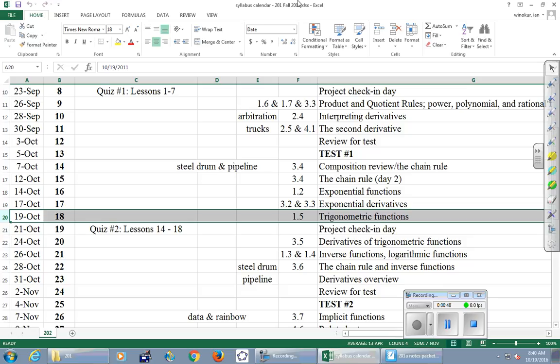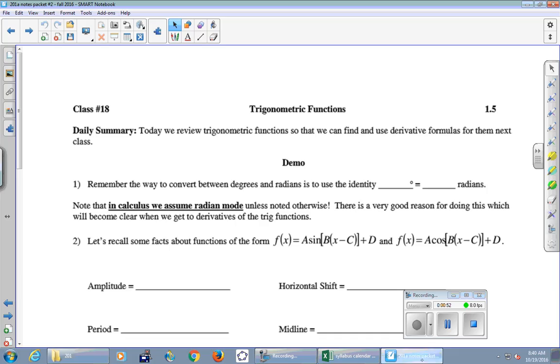24. Okay. All right, so let's go ahead and get started here at the top of page 24. Our daily summary: today we review trig functions so we can find and use derivative formulas for them next class.